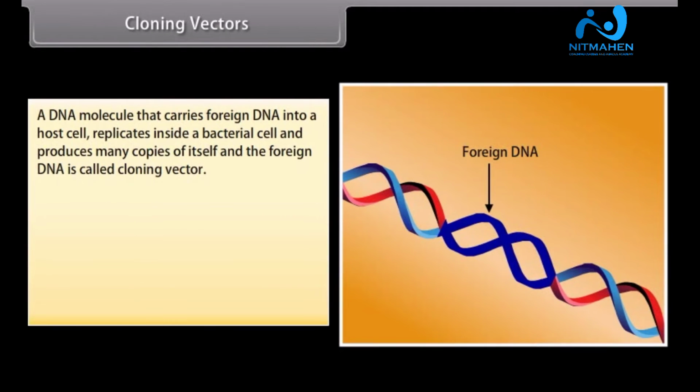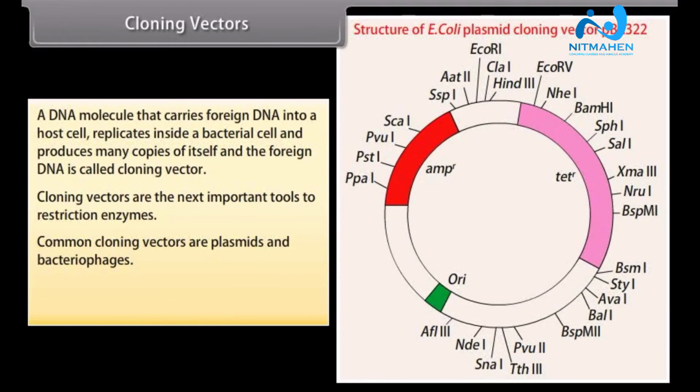Cloning vectors. A DNA molecule that carries foreign DNA into a host cell, replicates inside a bacterial cell, and produces many copies of itself and the foreign DNA is called a cloning vector. Cloning vectors are the next important tools after restriction enzymes. Common cloning vectors are plasmids and bacteriophages. The following features are required to facilitate cloning into a vector.